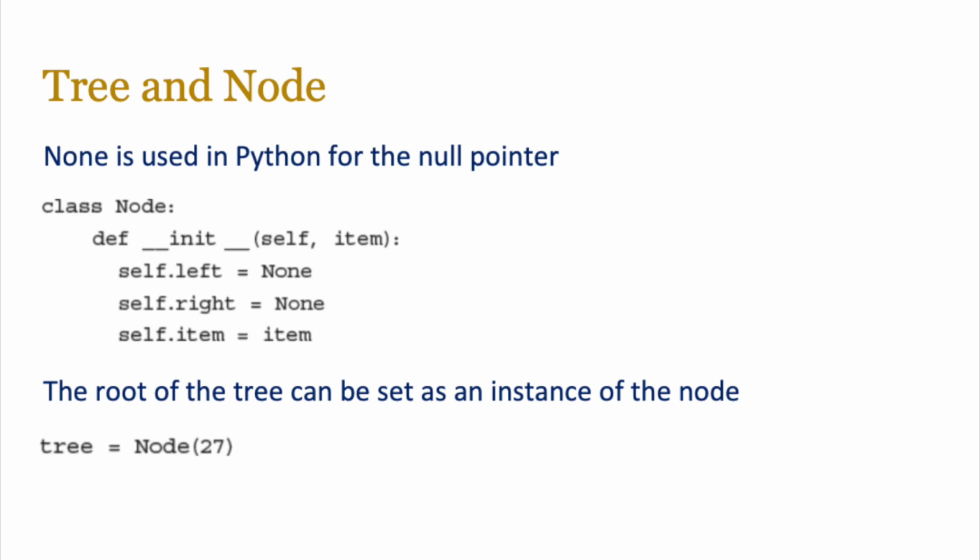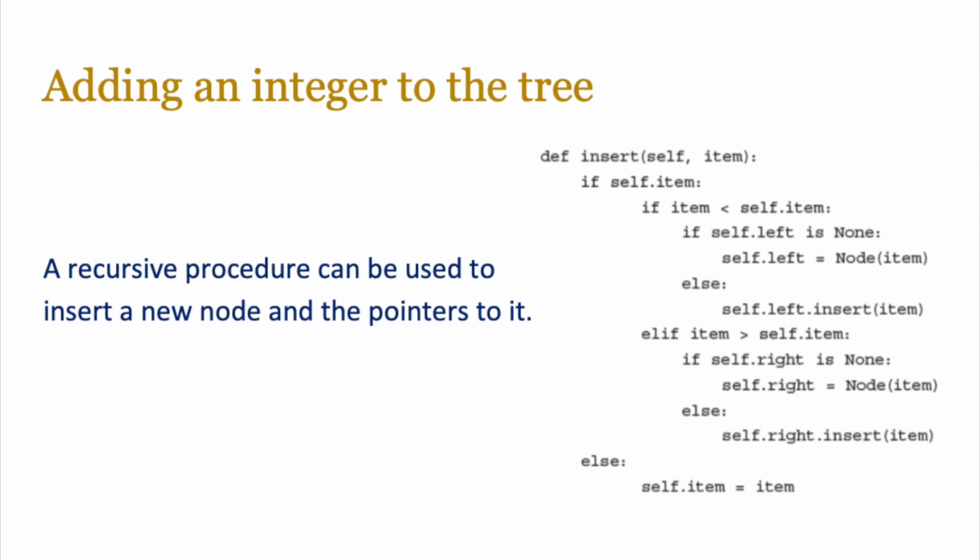So once we set this class up, we can set the root of the tree as an instance of node. So tree is equal to node 27. That means that the first node is going to be 27 and the left and right pointers are going to be none. So how do we add another integer to the tree?